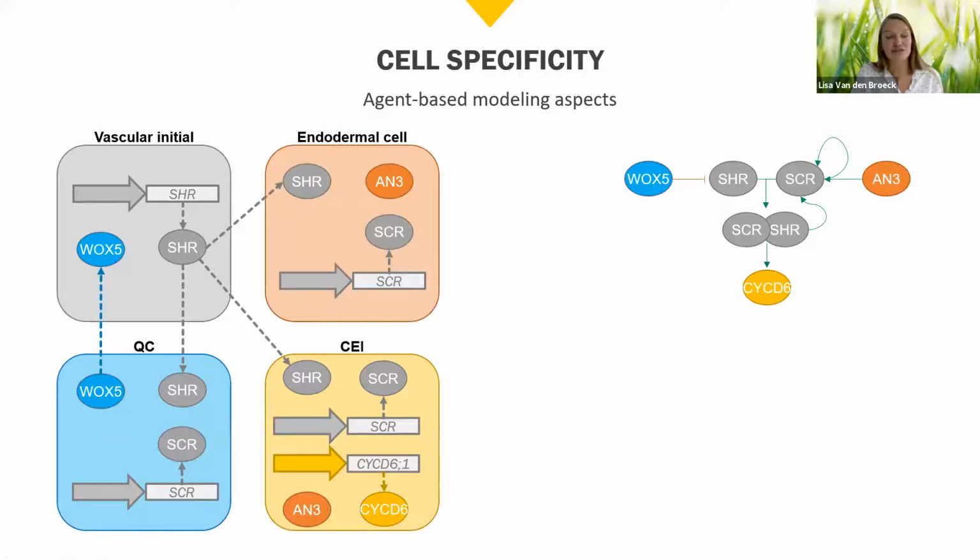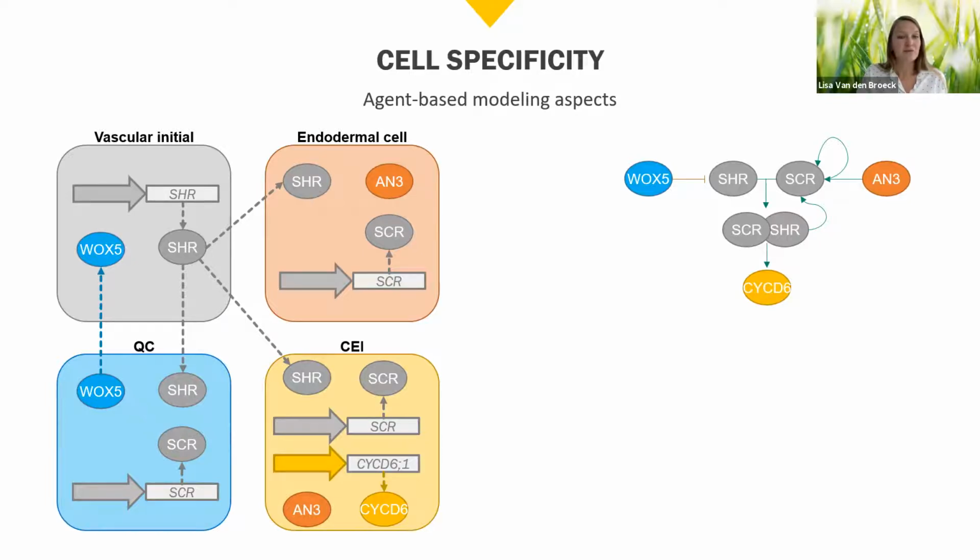So this was then the ODE aspect of the model. So now we can look at the agent-based aspect of the model. So each cell, so we have 4 agents, 4 cells, has its own regulatory network based on known data and experimental data. For example, short root is only being produced in the vascular initials and not in the QC or CEI. Additionally, we also include the movement of short root to QC, CEI, and dermis, as well as the movement of WOX5, so that these agents can communicate with each other.